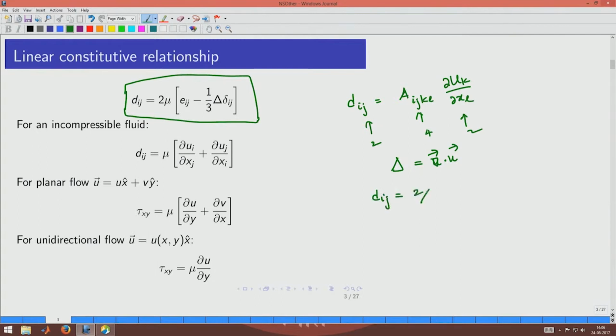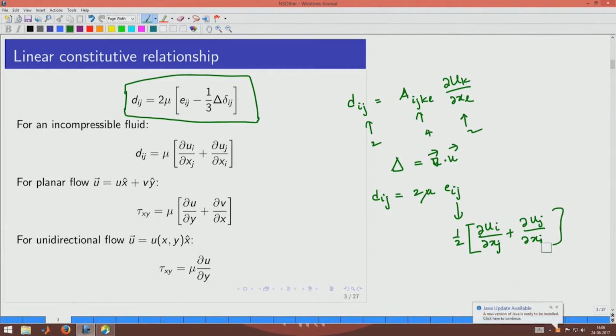You can see that 2 mu into just E_ij for incompressible fluids, because the second term gets dropped off, and we already saw that E_ij was defined as the symmetric portion of the strain rate tensor, which means that it must be this way. It is a symmetric part, and therefore, we can see that this half and 2 go away, and we see that the linear constitutive equation we have derived for an incompressible fluid would look like that.